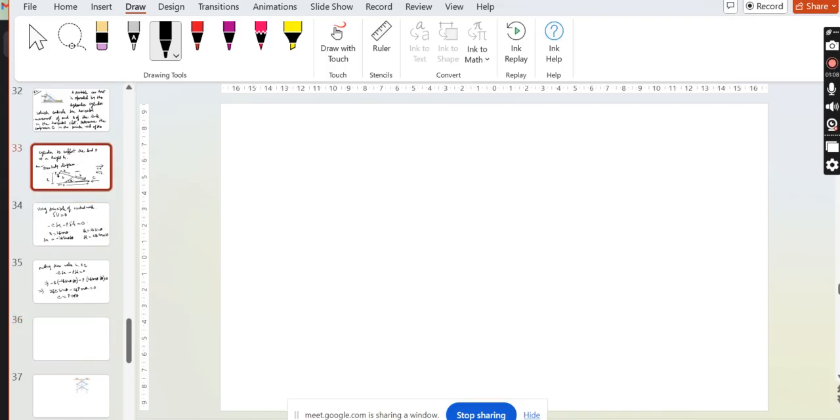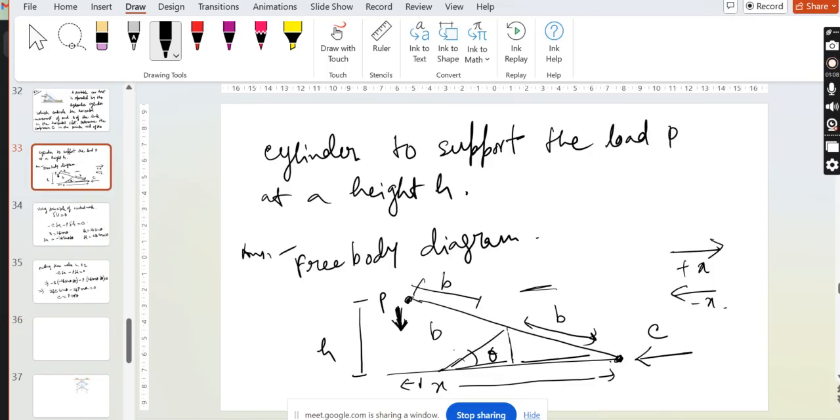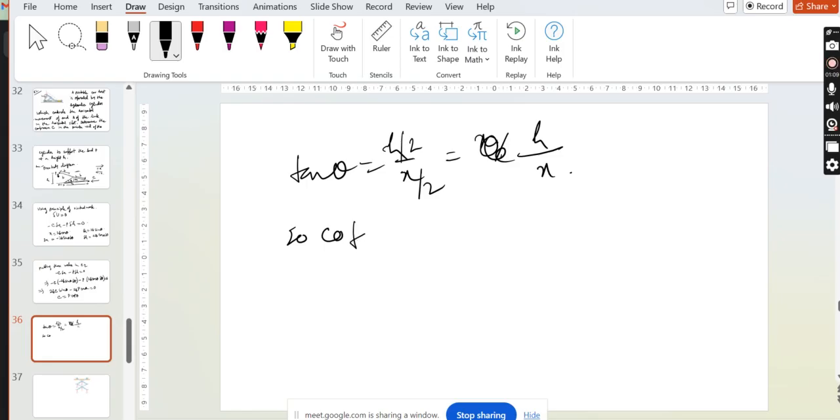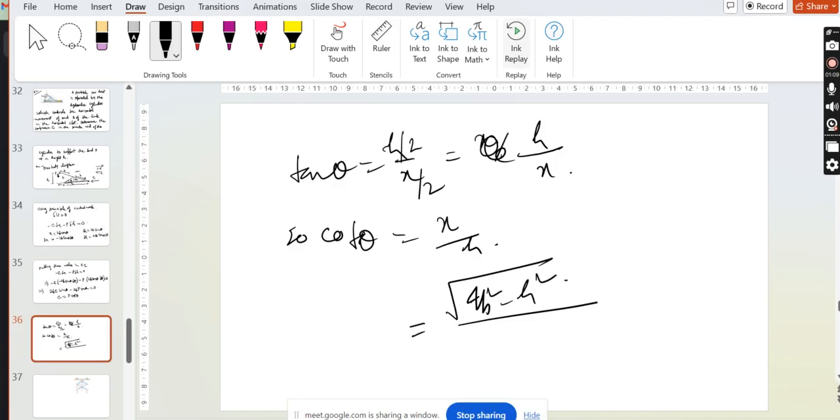So we need to calculate tan theta. Tan theta is basically half of h by half of x. So tan theta is equal to h by x. So cot theta will be x by h. So x is basically the square root of 4b square minus h square, by h.